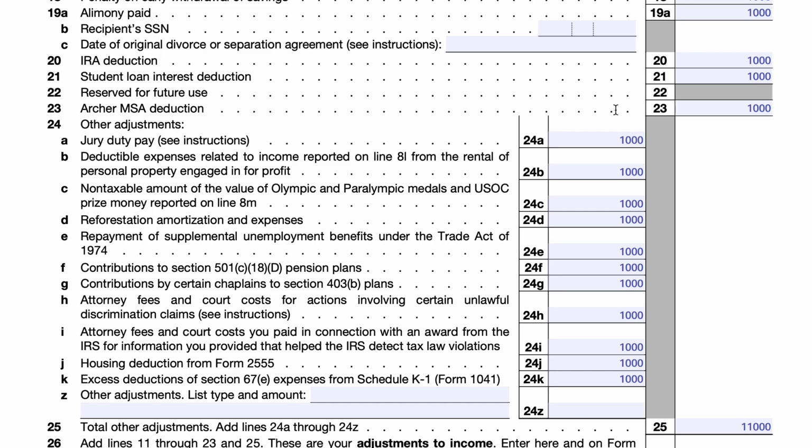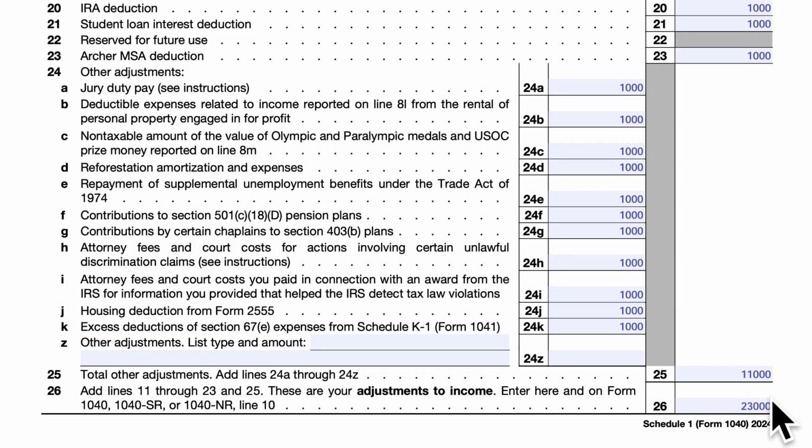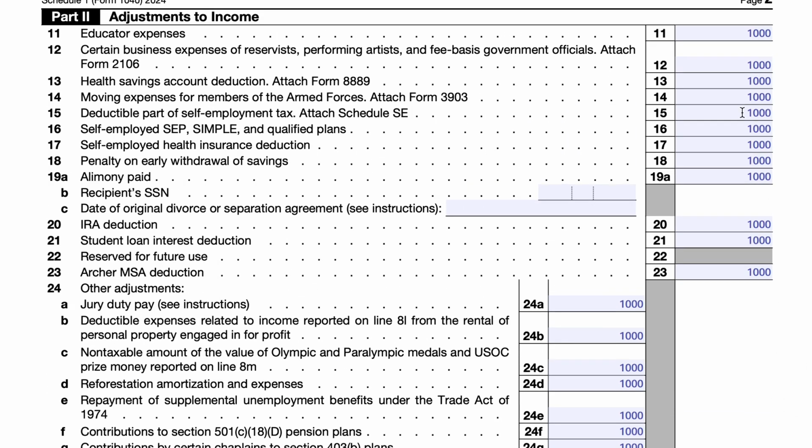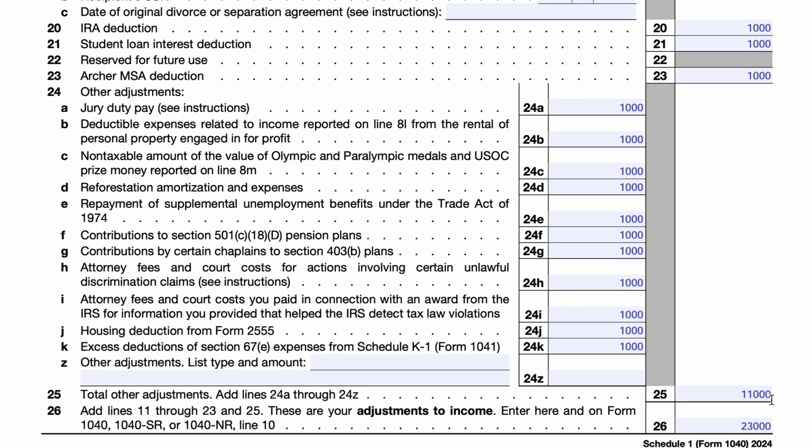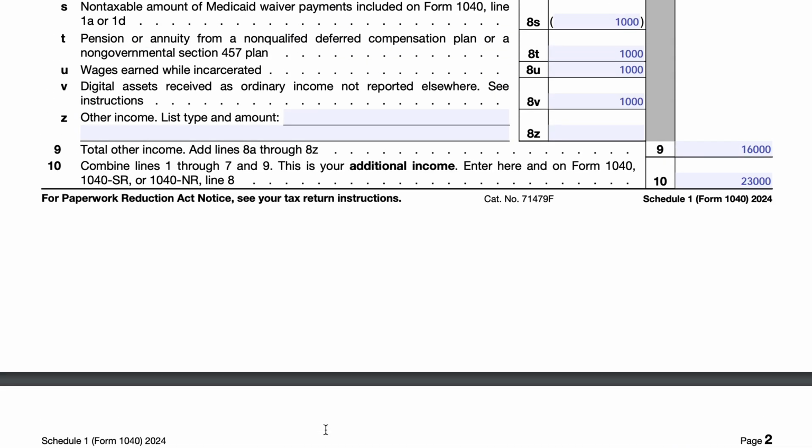So we will total up everything here. So we get $11,000, and then we add that to the other adjustments to income here for a total of $23,000. These are the adjustments to income that you report on line 10. Conversely, the additional income is on line 8 of your Form 1040. So I think that's all we have for this Schedule 1.